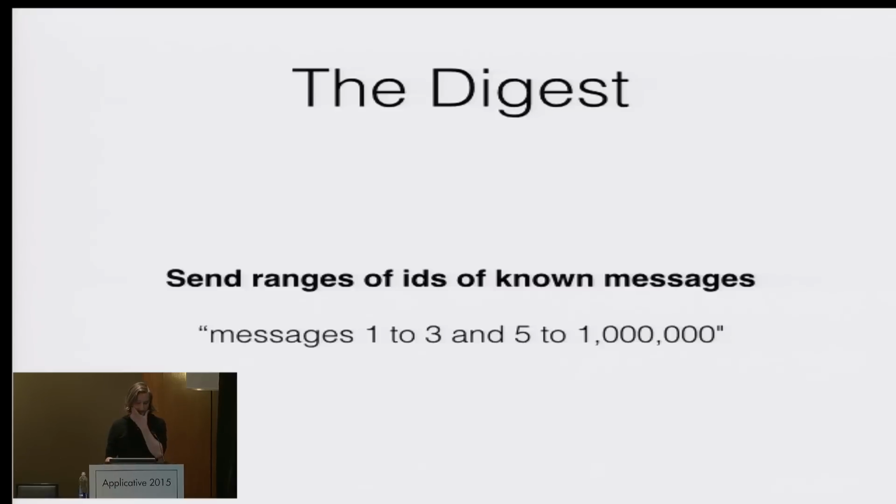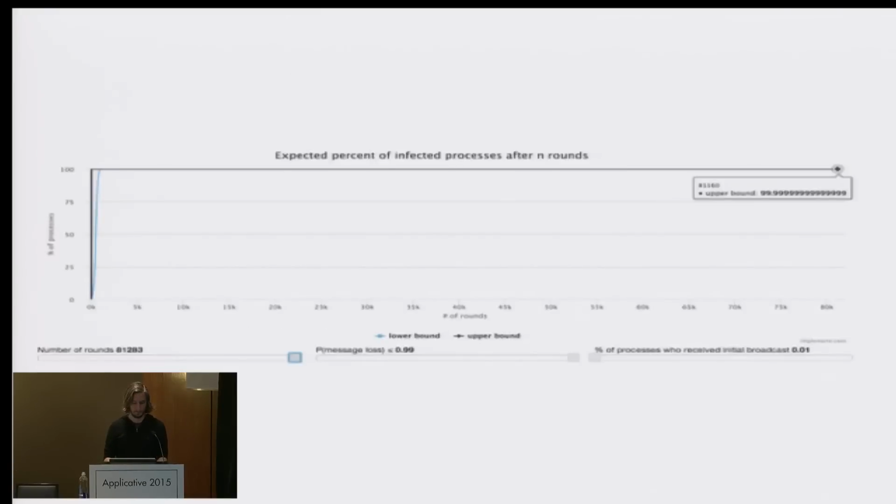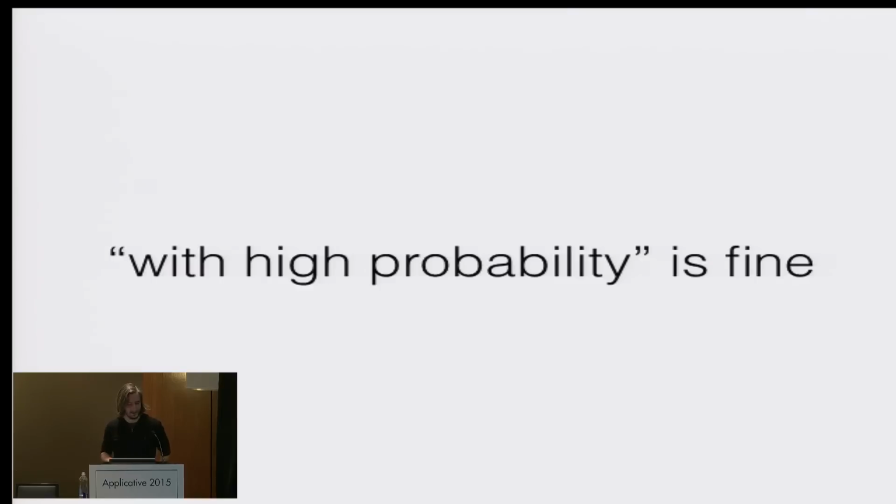So what this lets us do is, instead of keeping messages around for 10 rounds or 100 rounds or whatever, we actually keep them around for 86,400 rounds. Or in other words, one day. Right? So here's the same graph with about 80,000 rounds in it and 99% packet loss. After 80,000 rounds, we see that we have a 99.999999999% chance of receiving the messages. So this is where "with high probability" is totally fine. This is going to work out just fine.